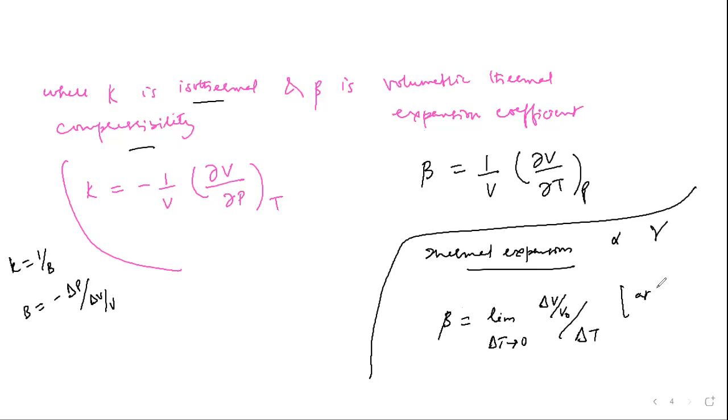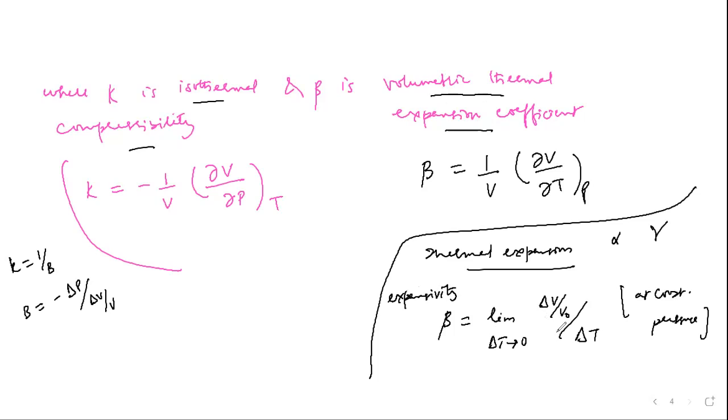At constant pressure, right? So the idea is we define what is also called expansivity, or coefficient of volume expansion, or volumetric thermal expansion coefficient. So what is the idea?